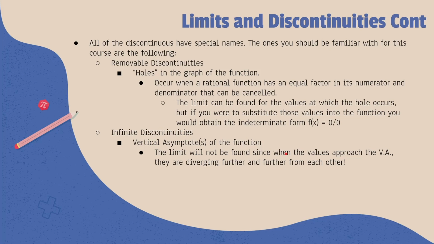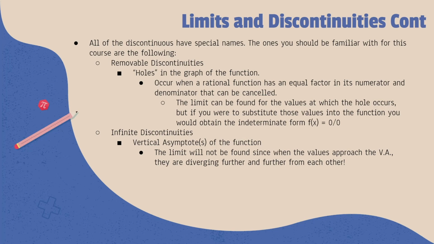So the discontinuities that we need to know all have special names, and the ones that you should be familiar with for this course I have actually listed out. So the first one that we need to talk about is removable discontinuities. So that was the example that I gave you when you had to find the limit. These discontinuities actually have a hole. You could find these types of discontinuities occurring whenever a rational function has the same factor in the numerator as in the denominator. If those two things are the same, you could cancel them out, and that will allow you to find the limit.